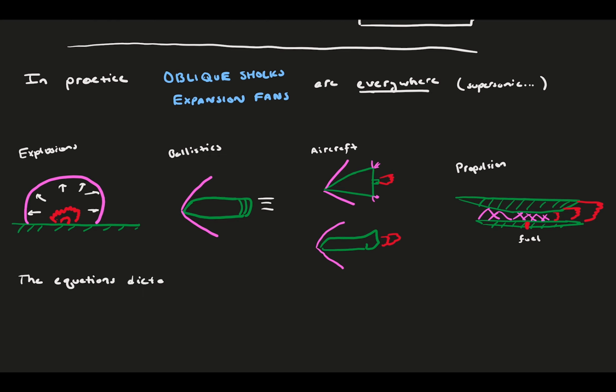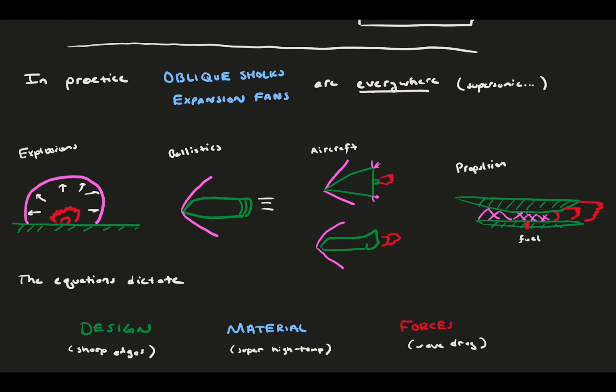Additionally, the equations we've developed over the past videos are used to dictate aircraft shape and design. It's what motivates the sharp edges on these types of crafts. Material choice to deal with the super high temperatures that come with supersonic flows. And the forces and moments on the body, which are altered by these shocks through things like wave drag.